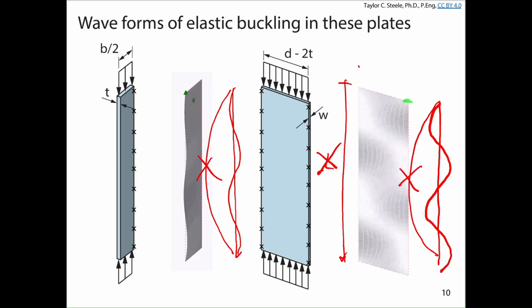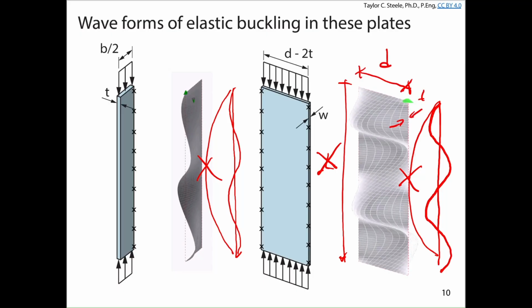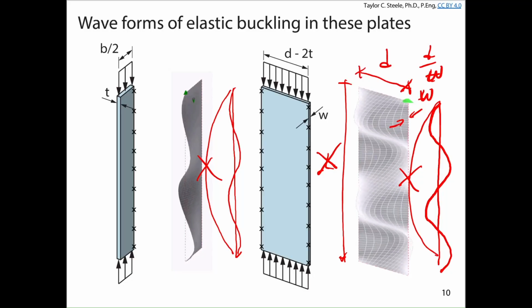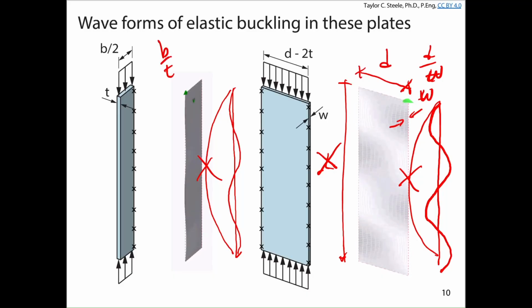It's actually going to depend on the width of the plate, in our case D for the web, and the thickness of the plate. And specifically it depends on the D over W ratio for the web and the B over T ratio for the plate steel, for the flange.